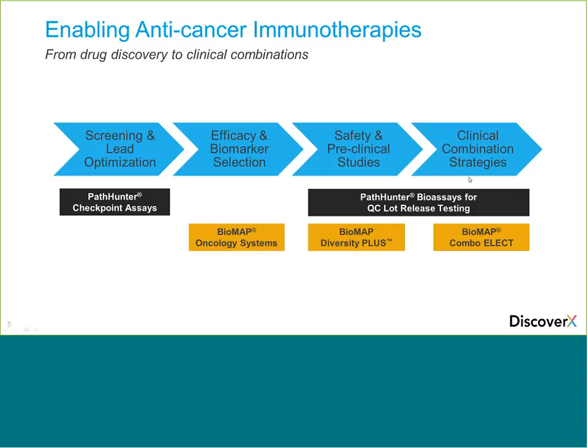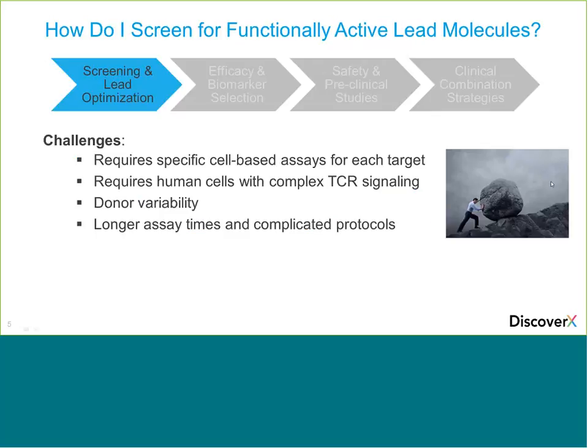So to illustrate this process, I'll be presenting a retrospective case study with pembrolizumab, an anti-PD-1 drug from Merck, and its applications through the various stages in this process. The first question, as we look at the first stage of drug discovery, is how do I identify a functionally active lead molecule that we can take forward? And it seeks to address this to create the appropriate lead molecules to take forward.